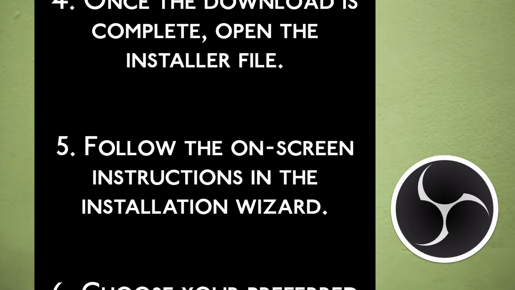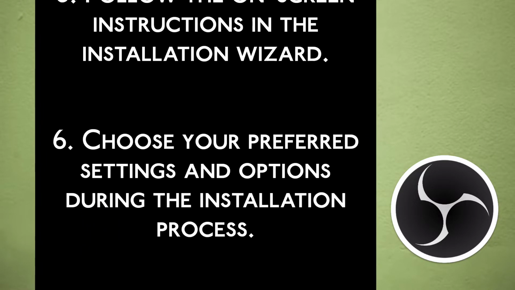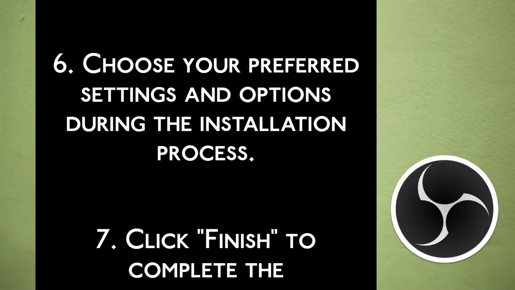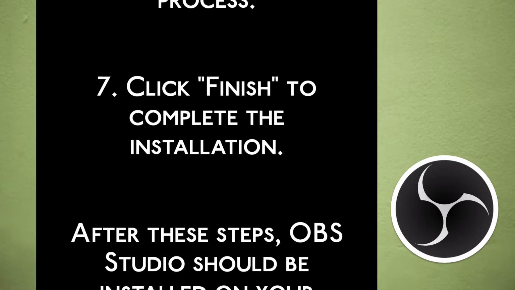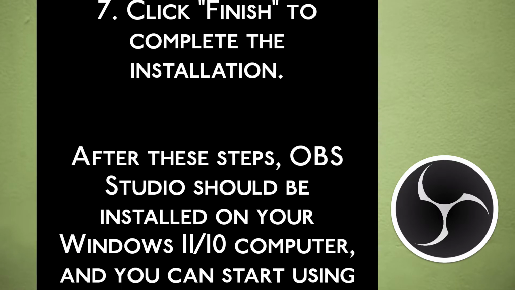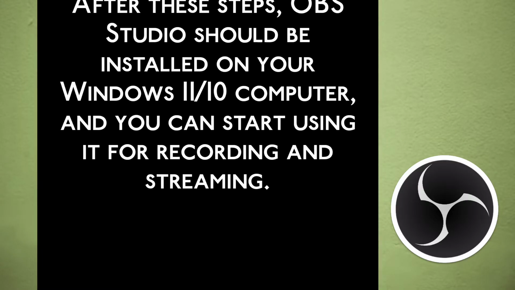Step 5. Follow the on-screen instructions in the installation wizard. Step 6. Choose your preferred settings and options during the installation process. Step 7. Click Finish to complete the installation. After these steps, OBS Studio should be installed on your Windows 11 or 10 computer, and you can start using it for recording and streaming.